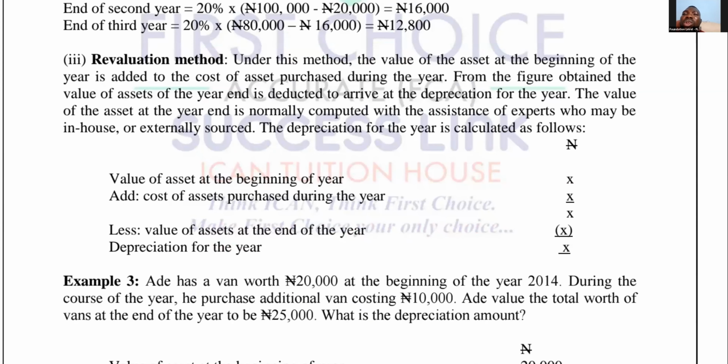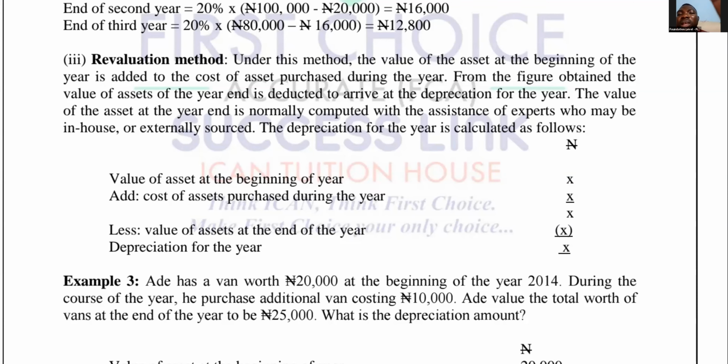Now the revaluation method is actually about the value. What we do is look at my opening balance, the value of my asset at the beginning of the year, plus my additions of assets, minus the worth of my asset at the end of the year. The difference of it gives us the depreciation for the year.